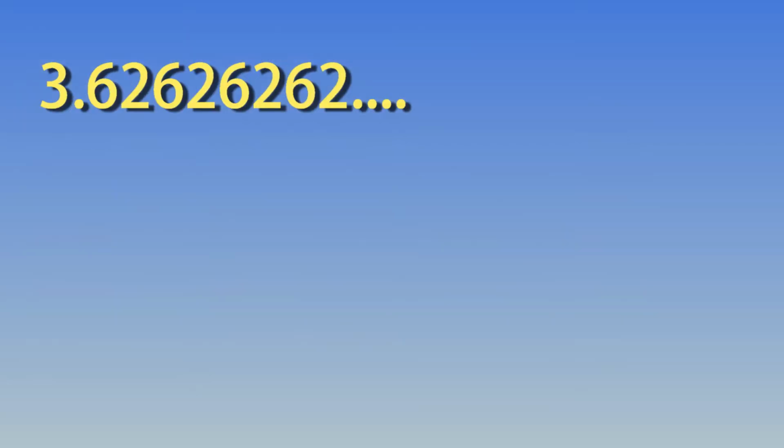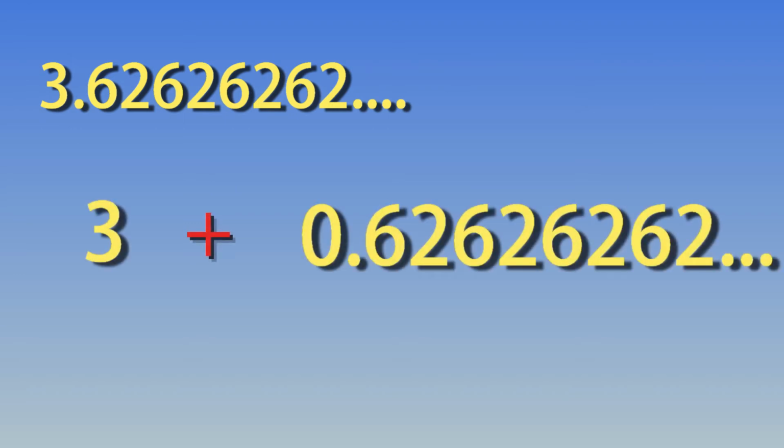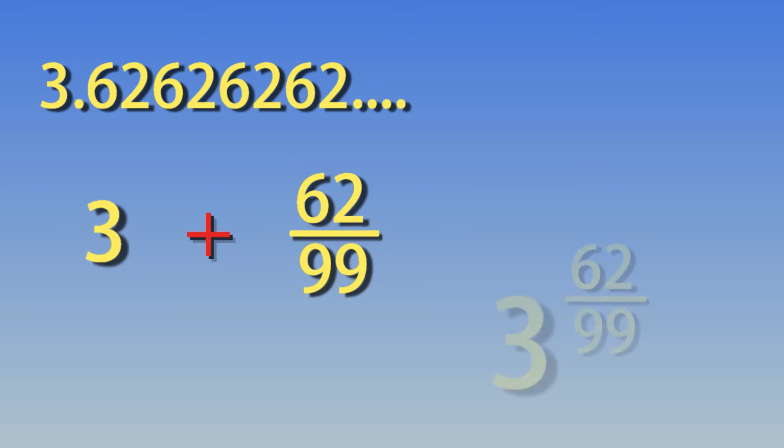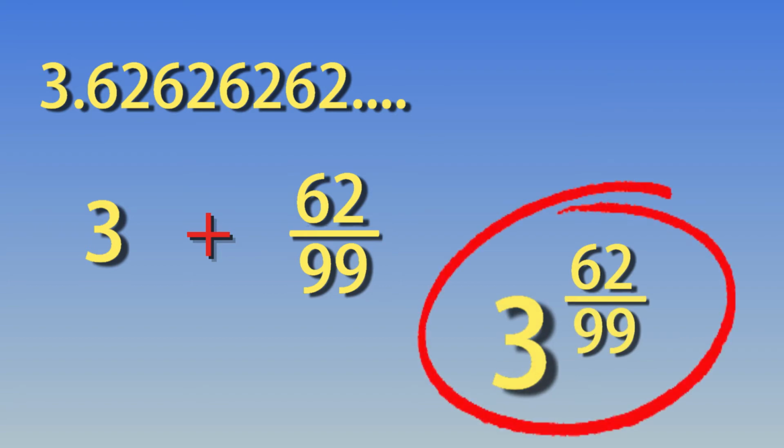On a side note, if you were given a number like this to convert to a fraction, you can simply set the whole number aside. So separate the number into two parts, 3 plus 0.62 recurring, and convert the recurring decimal to 62 over 99, which is a fraction, and rewrite this as 3 plus 62 over 99. And of course, that's the same as 3 and 62 over 99, which is a mixed number.